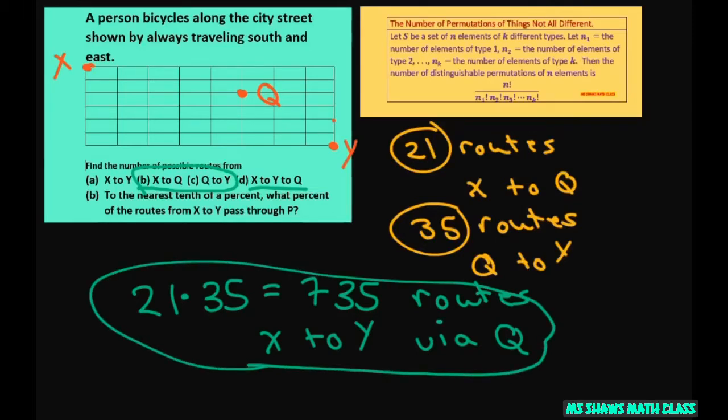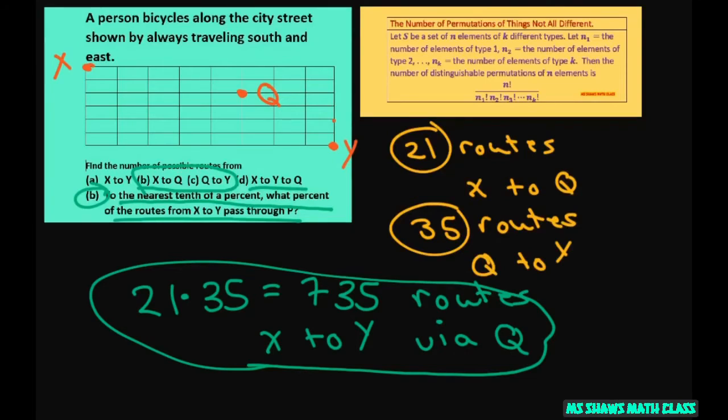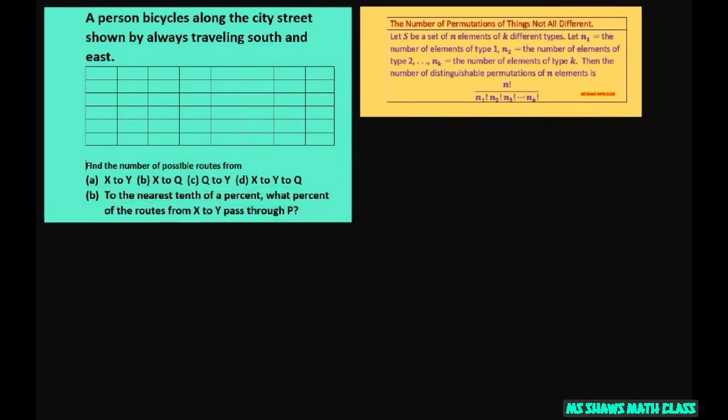All right. Now the last question is B. To the nearest tenth percent, what percent of the routes from X to Y pass through P? So let's duplicate this page. For that, we know every route from X to P. So here's X, and then P was... Okay, I had to write these down.